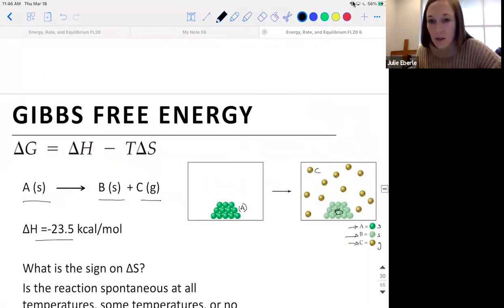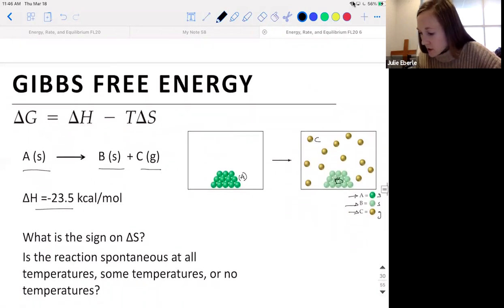And you're given the delta H this time. How nice. We don't have to figure out what delta H is. It's a negative 23.5 kcal per mole. Okay, now with all that information, question number 1, what is the sign on delta S? What do you guys think?